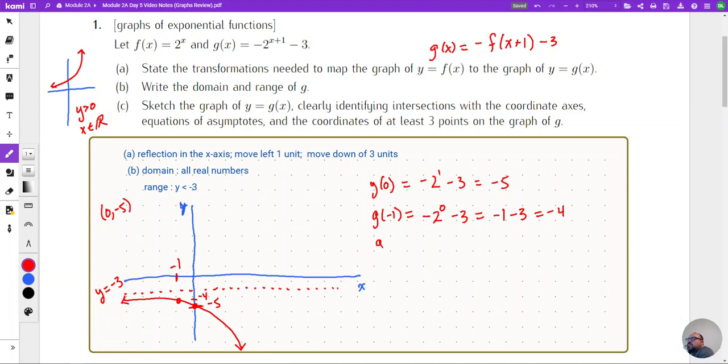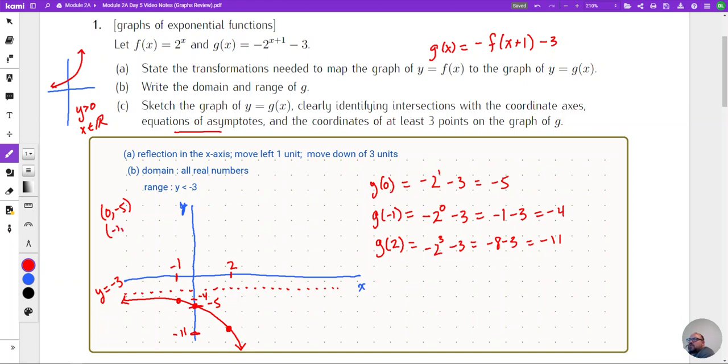Without much other difficulty, I could say, well, what if x was 2? Well, g of 2 would be equal to negative 2 to the third power minus 3, which would be negative 8 minus 3, which would be negative 11. So I know that if x is equal to 2, the y value there is going to be negative 11. So I've got 3 points on my graph, the general shape of the graph. I have the domain, the transformations, the equation of the asymptote. So I need to make sure that I have these 3 coordinate points.